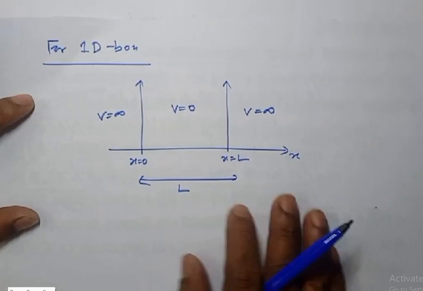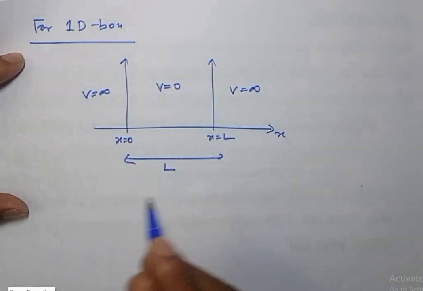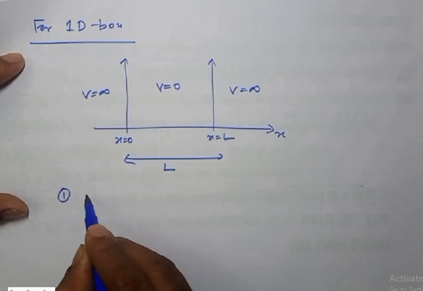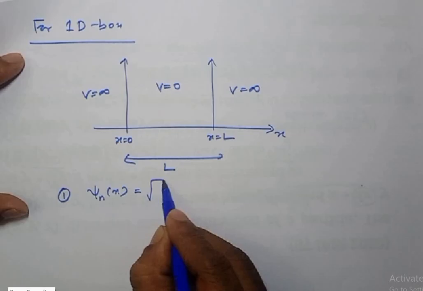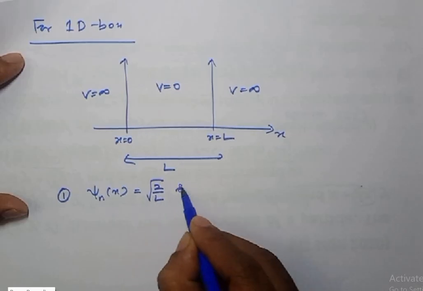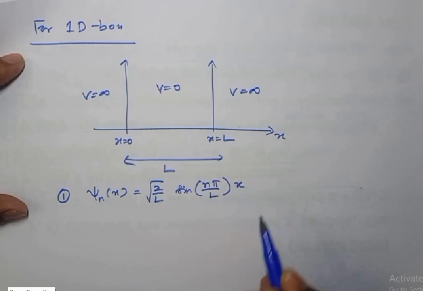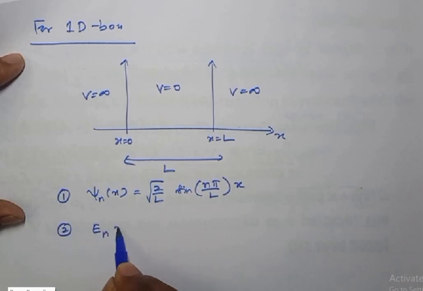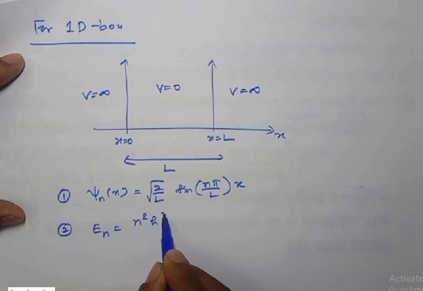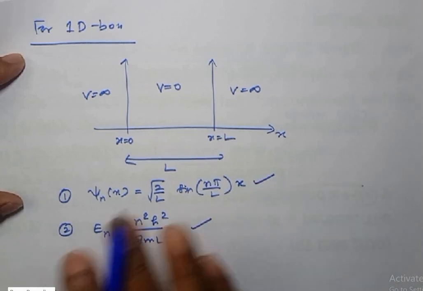Potential is infinite. In this case, if you solve the Schrodinger equation, we get a general solution for the wave function. What is that? Psi n of x is equal to a normalization constant, square root of 2 by L, into sine of n pi by L into x. This is the wave function. And what is the energy formula? En equals n square h square over 8 m L square. So we know the wave function, we know the energy, very good.